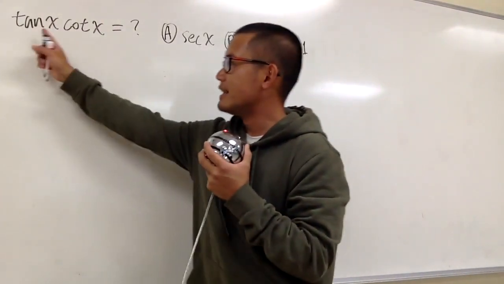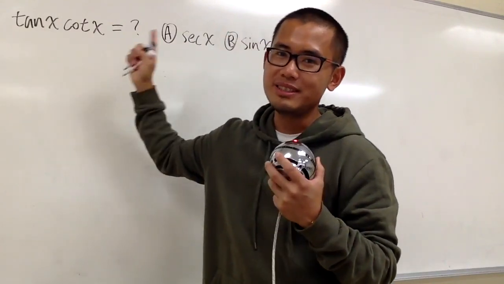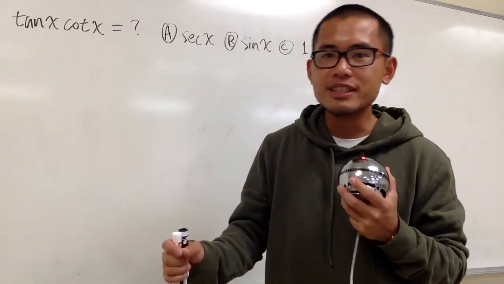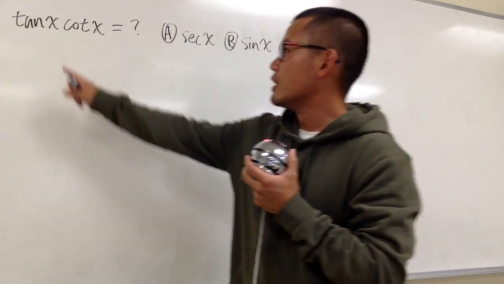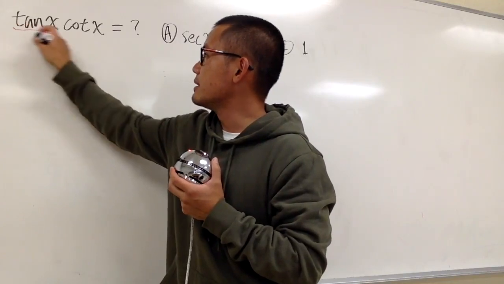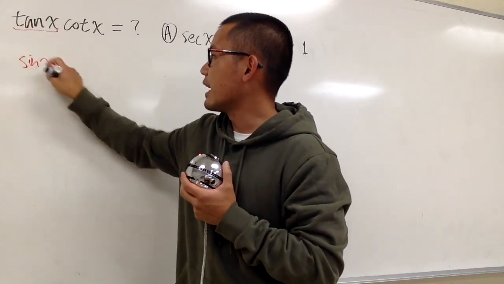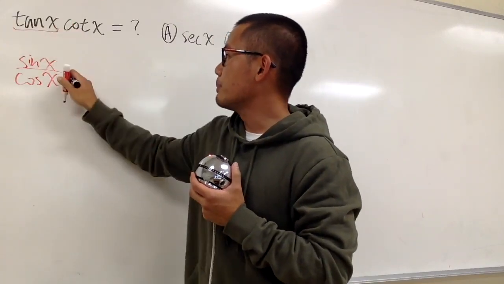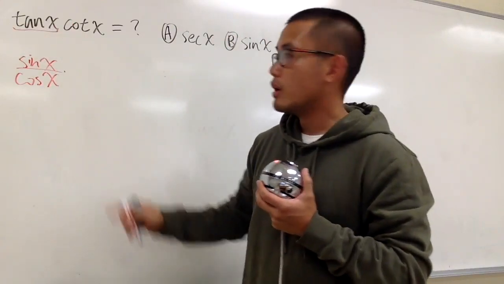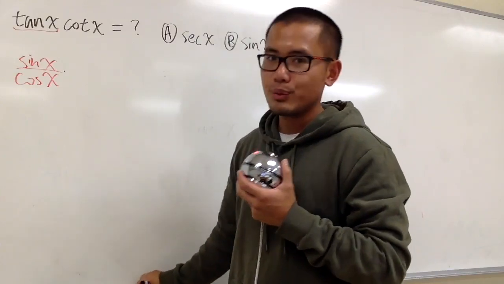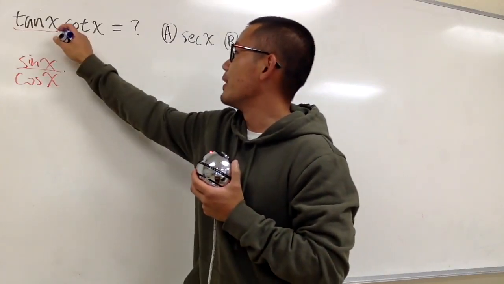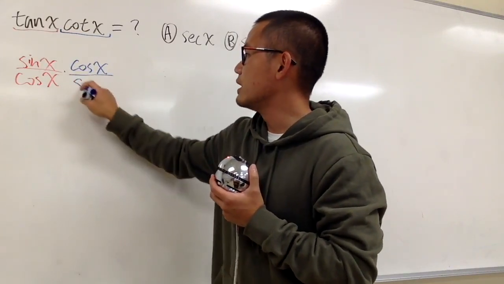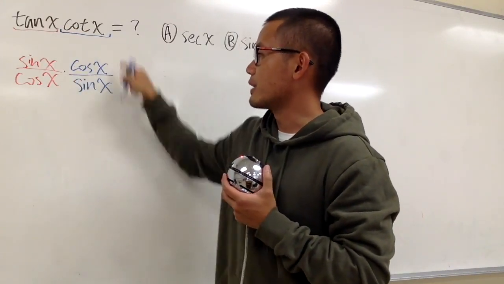Okay, here we have tangent x times cotangent x is equal to what, right? All right, so good old strategy. Let's write everything in terms of sine and cosine. For the tangent x, this is the same as saying we have sine x over cosine x, okay? And we'll multiply, so let me put a dot right here. For cotangent x, this is the same as what? Well, for this right here, it's the same as cosine x over sine x, okay?